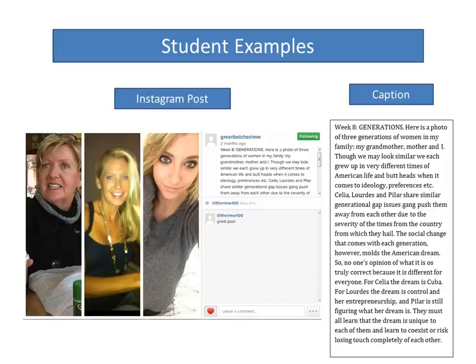For Celia, the dream is Cuba. For Lourdes, the dream is control in her entrepreneurship, and Pilar is still figuring out what her dream is. They must all learn that the dream is unique to each of them and learn to coexist or risk losing touch completely of each other.